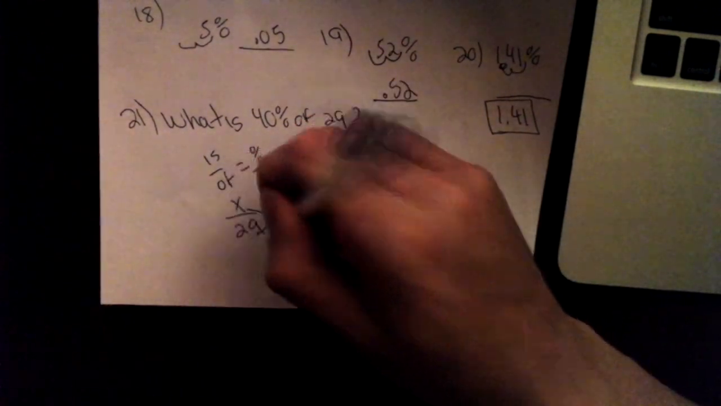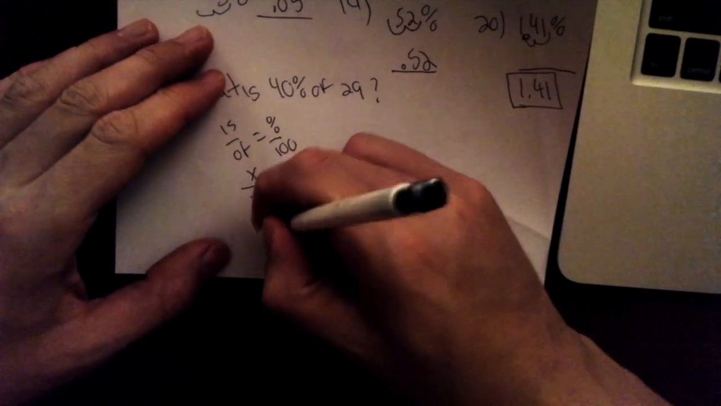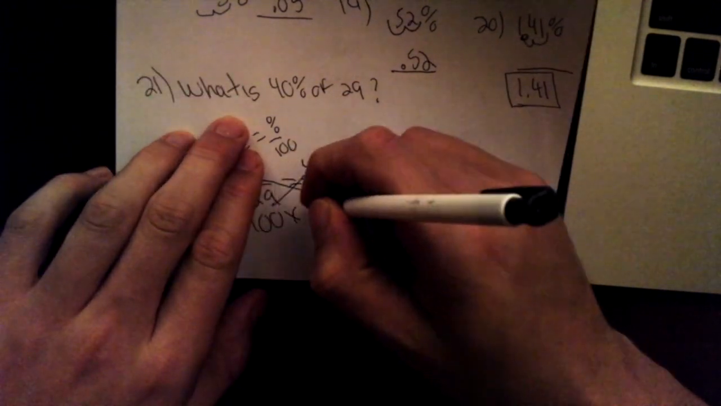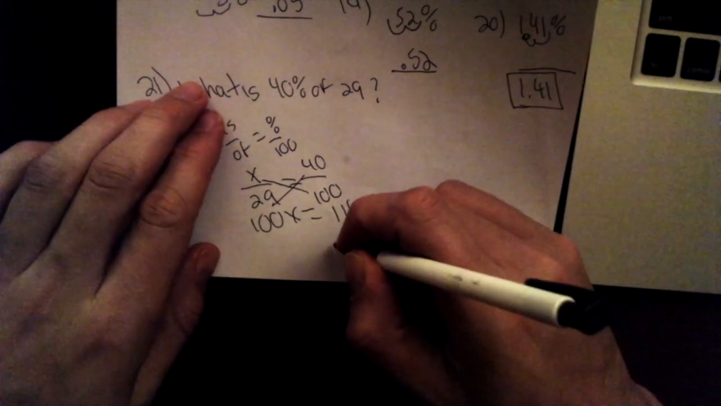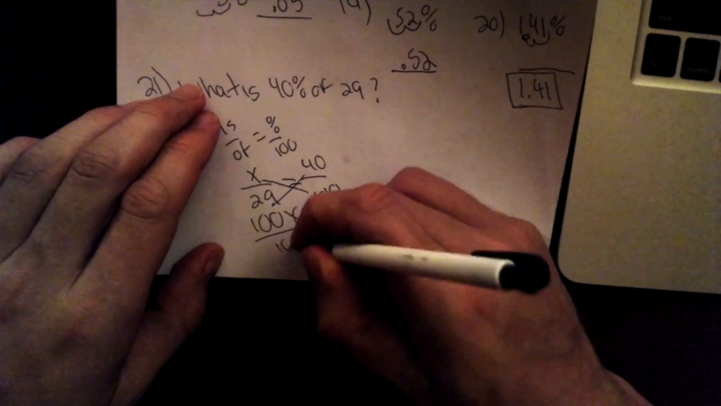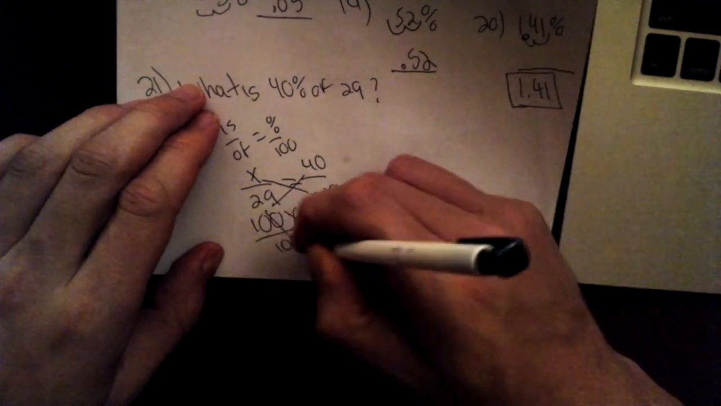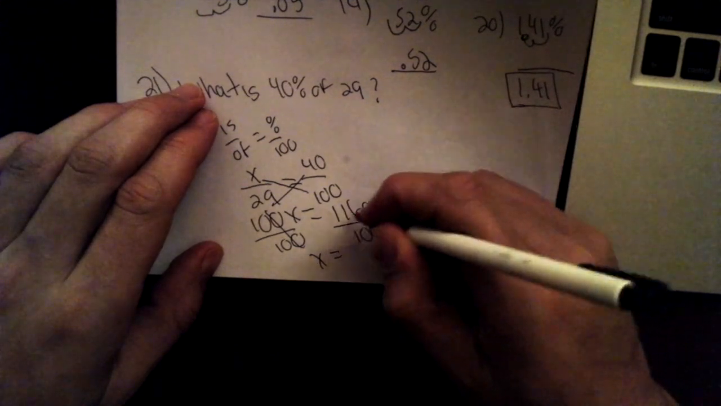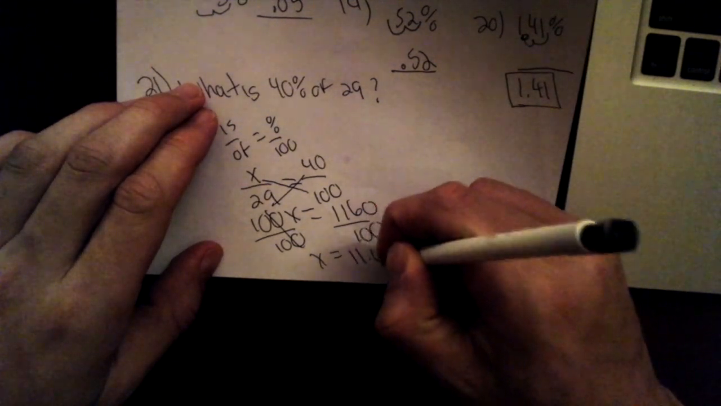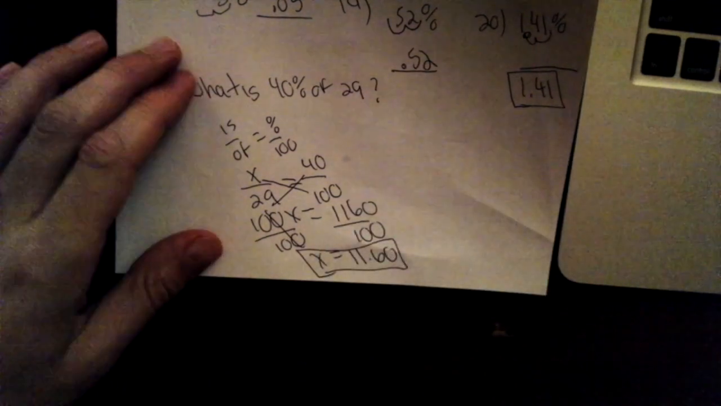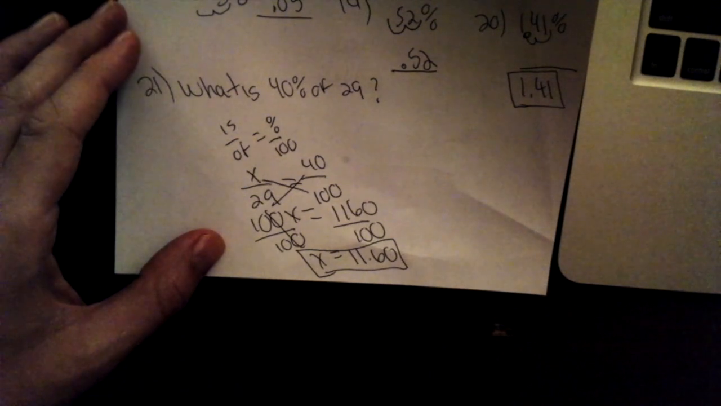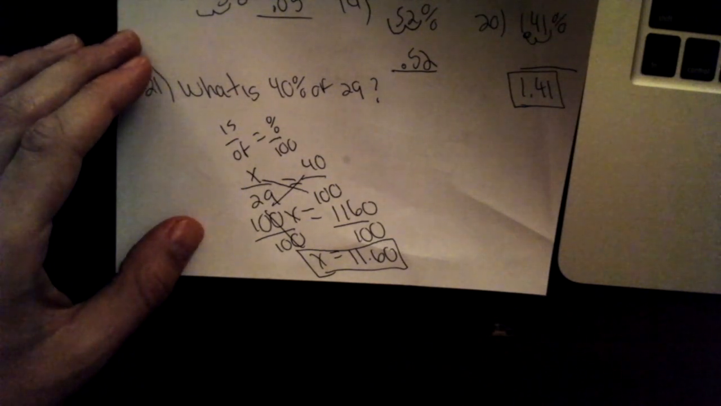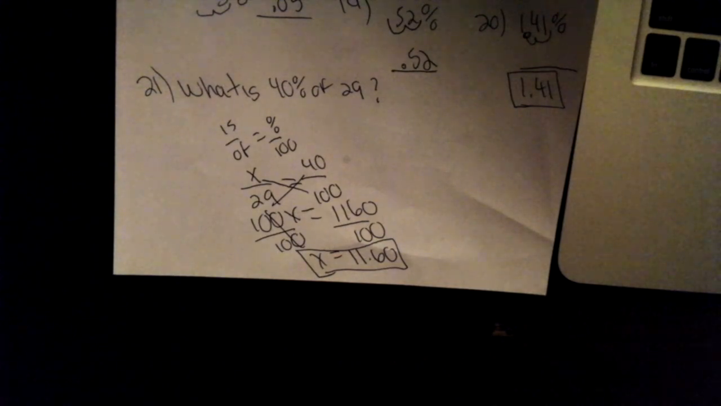Okay, so we will cross multiply to get 100x. And 29 times 40 is 1160. And we'll divide both sides by 100. You get x equals, move the decimal 2 places from the right. And there we go. 11 and 6 tenths, or 11 and 60 hundredths would be the right way to say it. Let's move on to the next question.